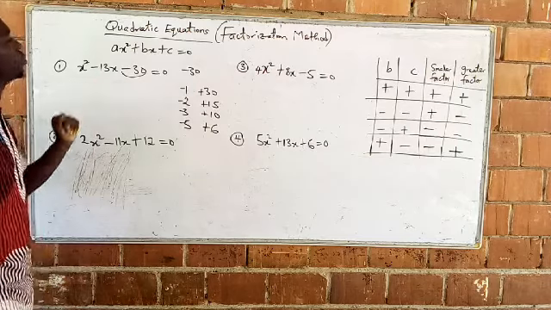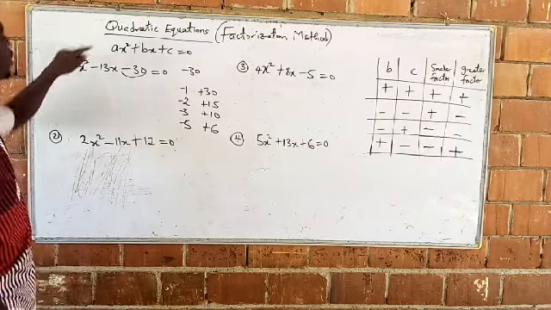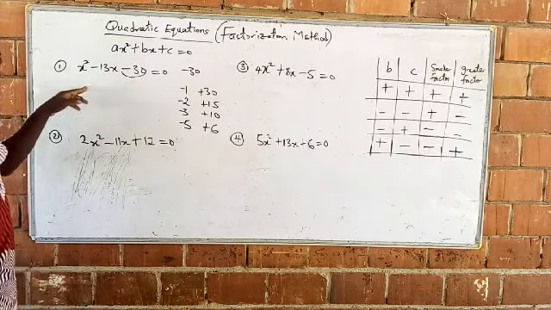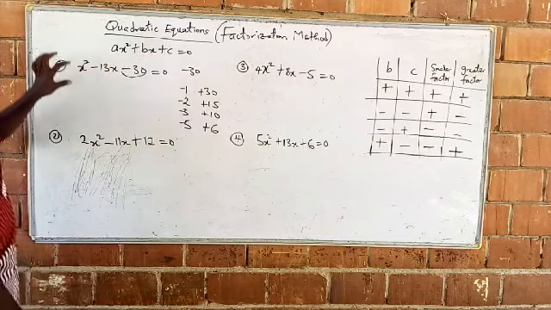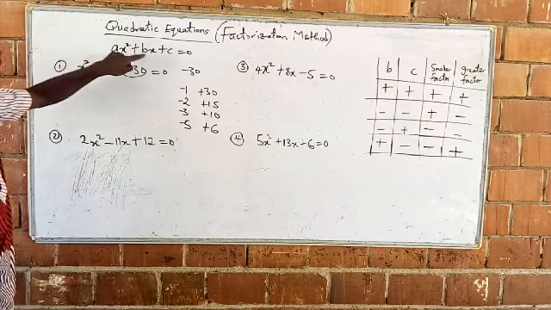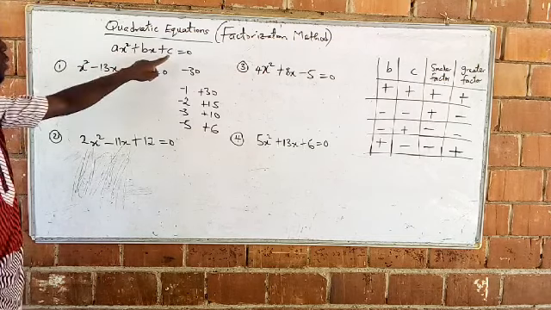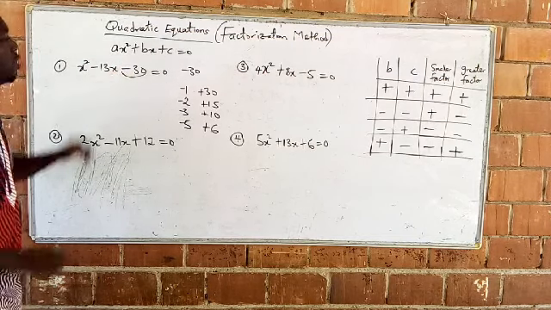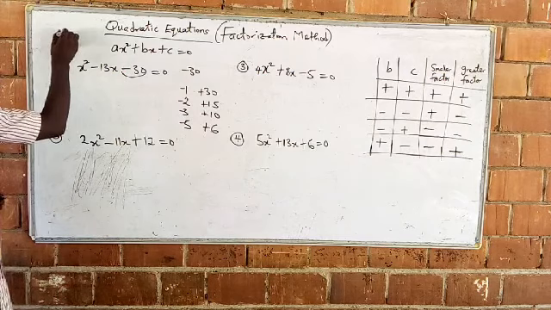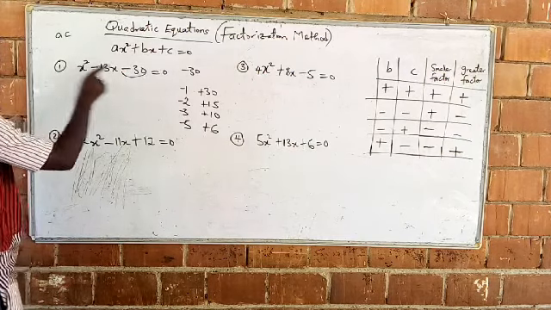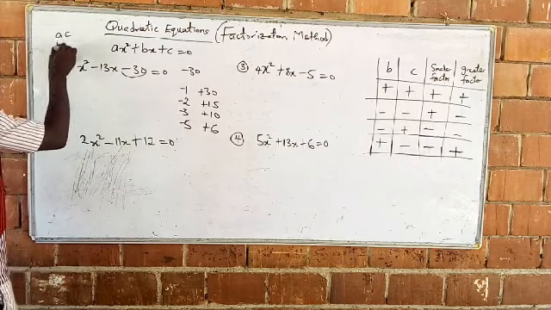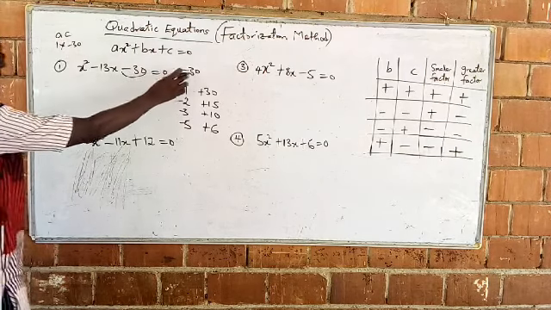The first thing we do is compare the equation with the general quadratic form. Our a is 1, our b is minus 13, our c is minus 30. So the first thing we do is to look for AC. What is AC? That is, multiply a by c. 1 multiplied by minus 30 will give us minus 30.